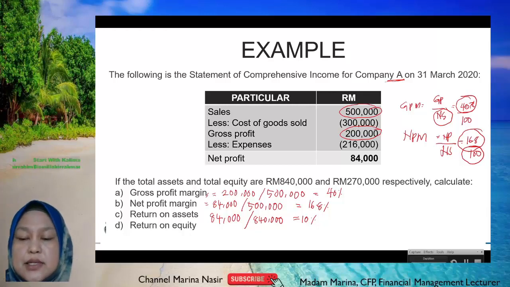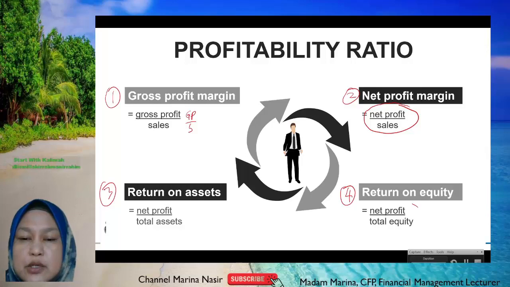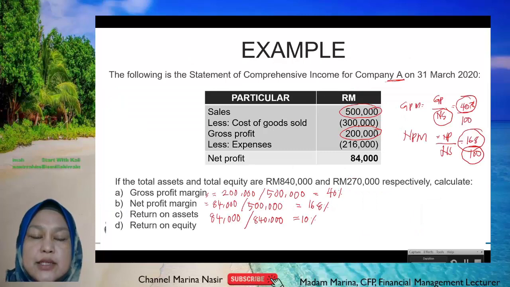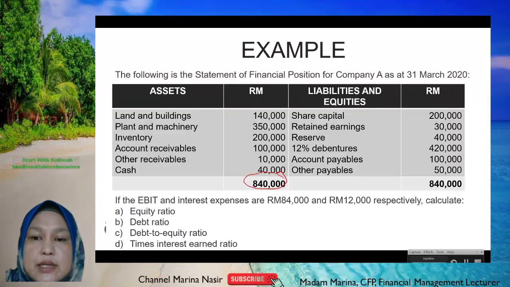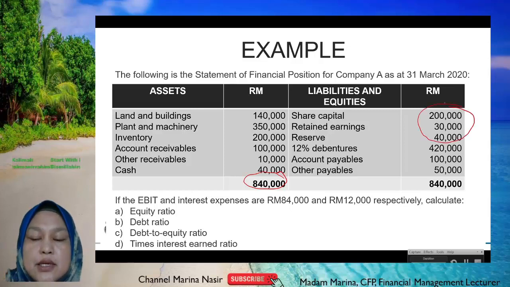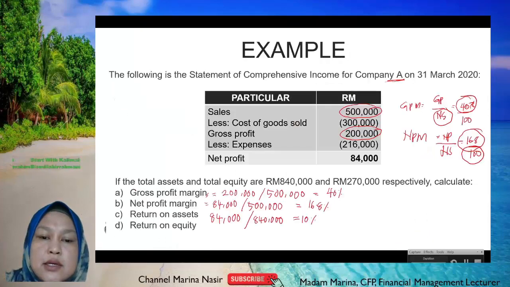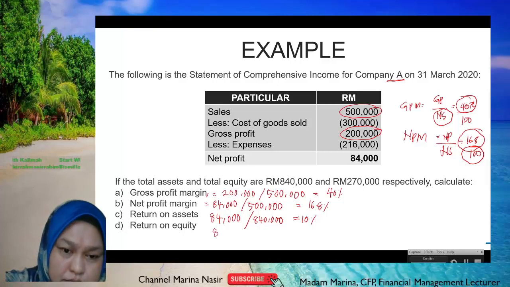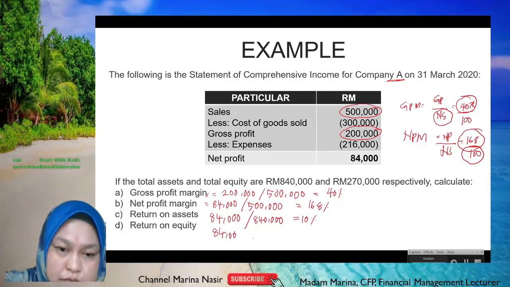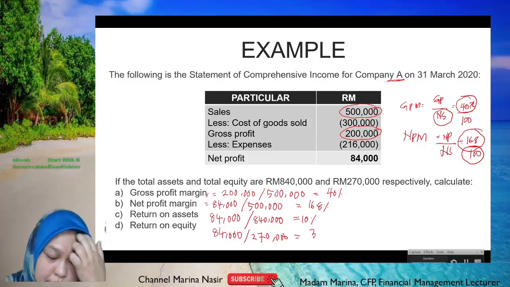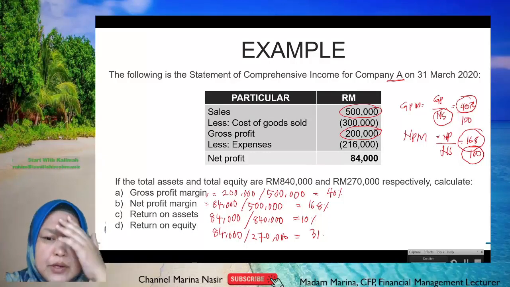The last one is return on equity. How to calculate return on equity? Net profit divided by total equity. Net profit 84,000. What is our total equity here? Total equity 270,000. So 84,000 divided by 270,000 equal to 31.11%.